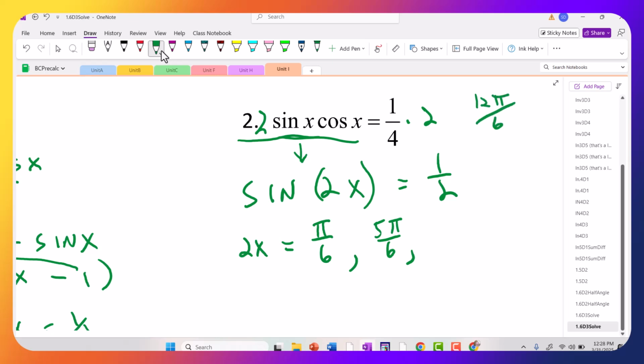12 pi over 6 added to that. Then we already have the set answers. And then 12 pi over 6, 17 pi over 6, right? Didn't we already have this in the notes in some other shape?